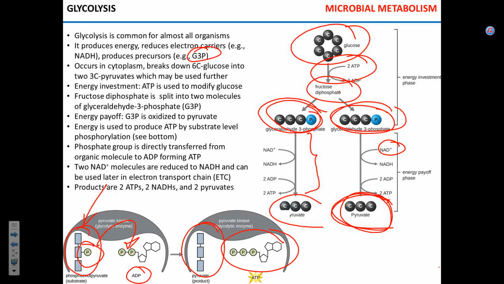Now, here's the thing. We start with 1 molecule of glucose. We invest, quote unquote, 2 molecules of ATP to phosphorylate glucose. But in the end, the yield of ATP is 4 molecules. So what is the net yield, net production of ATP in glycolysis? 2. We invest 2, we gain 4, the net is 2. Does that make sense?